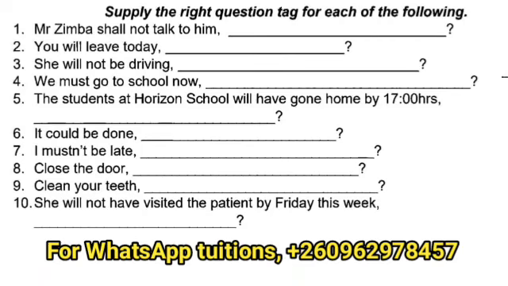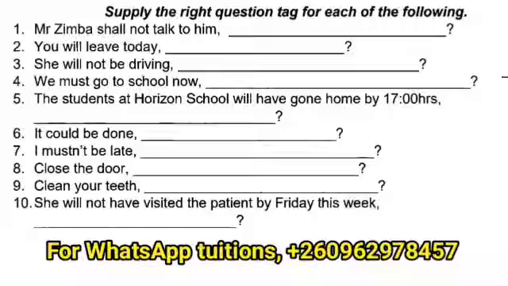M-U-S-N apostrophe T. Mustn't. Mustn't we? You get the point, right? Mustn't we? We must go to school now. Mustn't we?